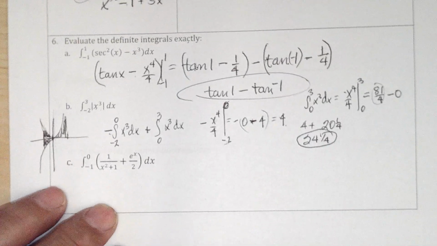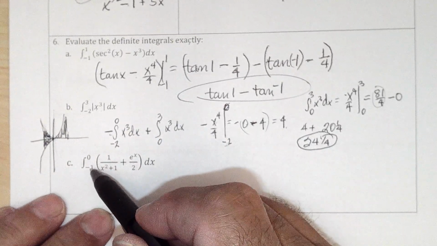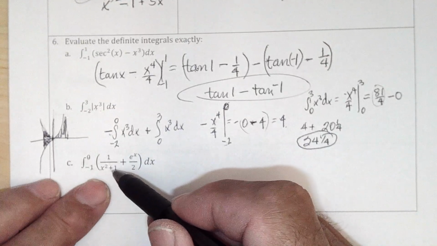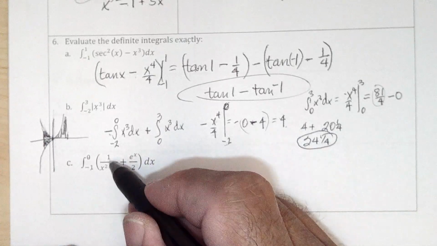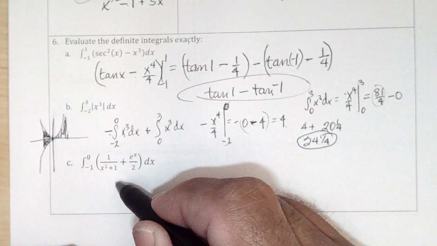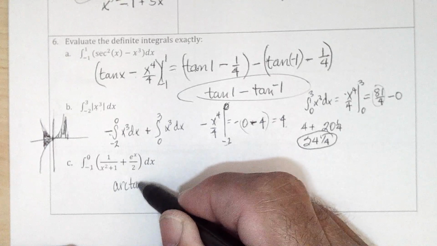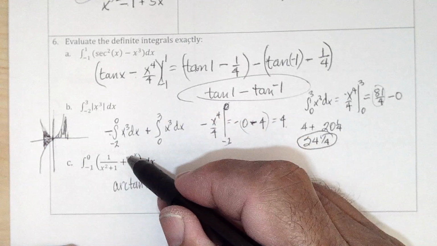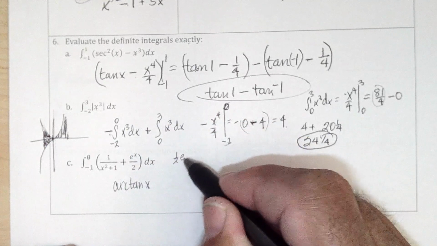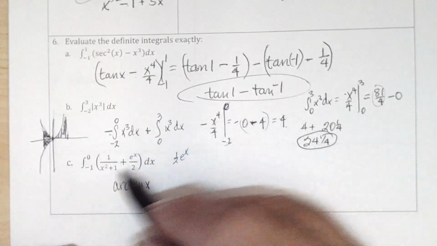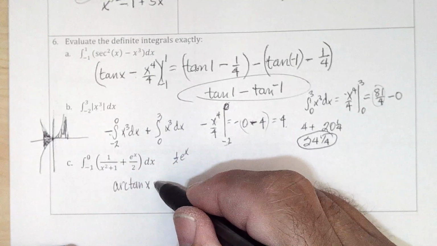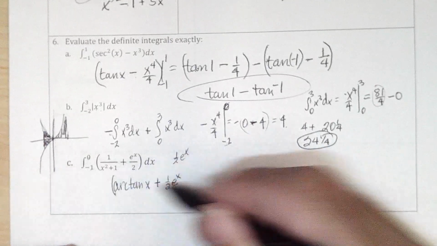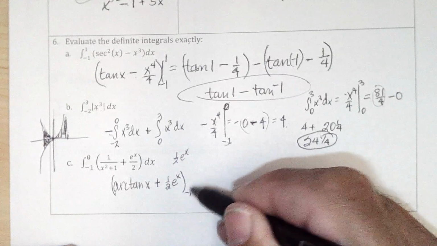Okay, this one, 6c, we got to go from -1 to 0. We have to recognize, if you have gotten your note card correct, that's the derivative of the arctangent of x. And this is like 1/2 e to the x, and the half is a constant, pulls out, so the antiderivative is just 1/2 e to the x. We have to evaluate that from -1 to 0.